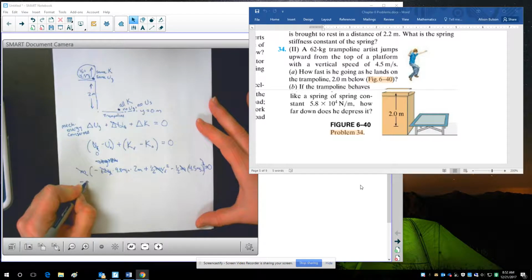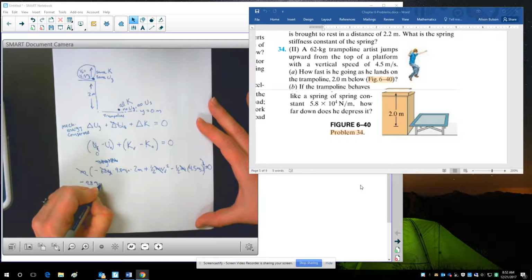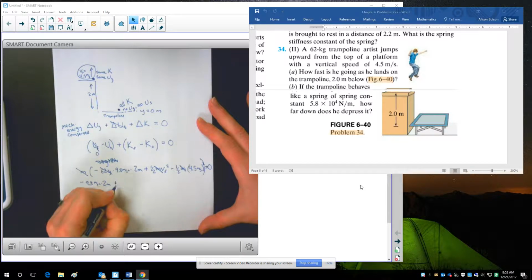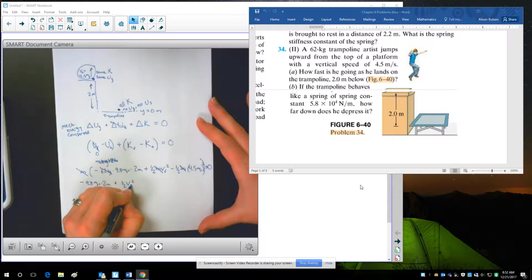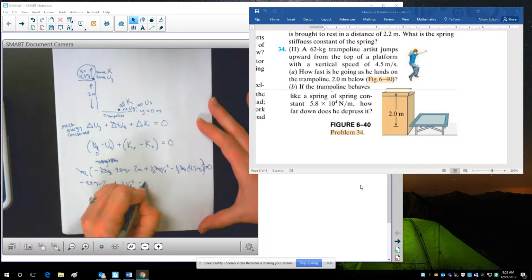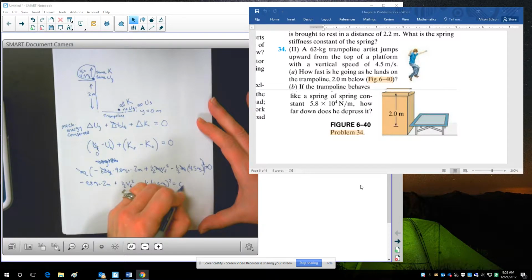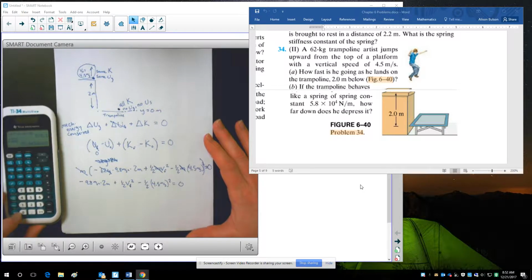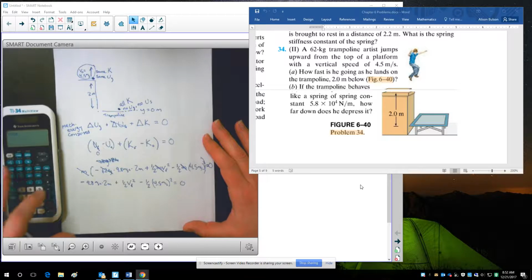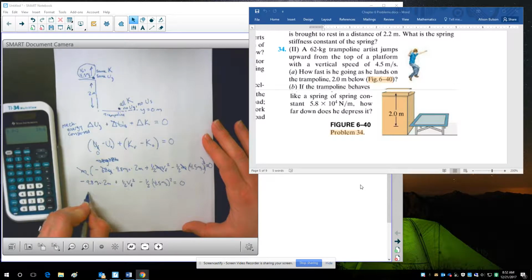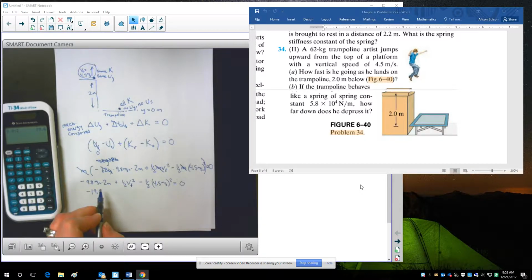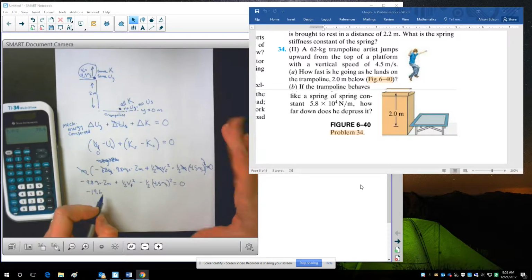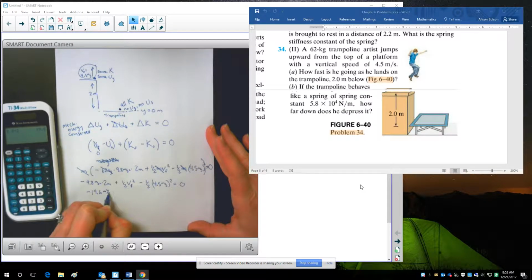So I've got negative 9.8 meters per second squared times 2 meters high, plus half times ending speed squared, which is what I want to find, minus half times 4.5 meters per second squared equals 0. And now I solve for that final velocity. So I might as well actually plug the numbers in here. 9.8 times 2, 19.6. And this is meters per second squared times meters. Oh, times kilograms, right? I'll just leave it as that.